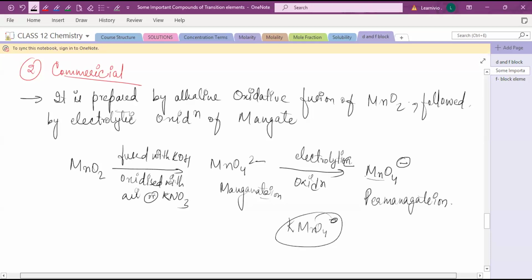So commercially, how is potassium permanganate prepared? It is prepared by alkaline oxidative fusion of your pyrolusite ore, which is MnO2, followed by the electrolytic oxidation of manganate. Okay, so you will get a permanganate ion. Second method.